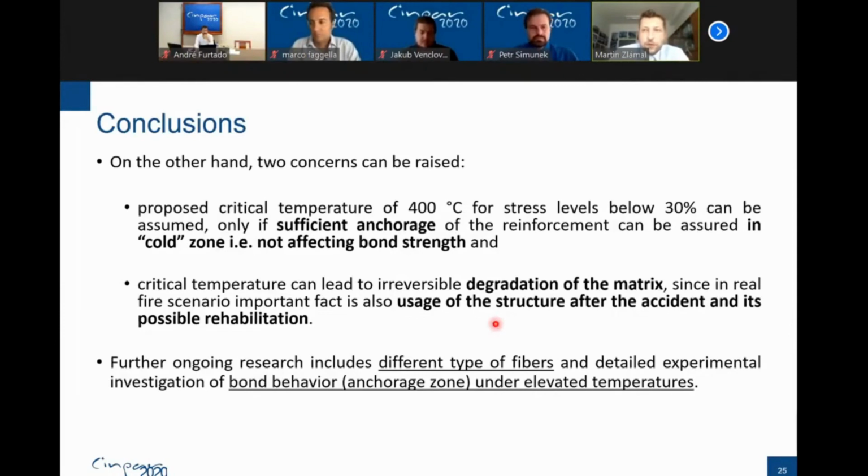We must focus not only on the behavior of the bars, but also on the behavior of different types of fibers. So in the next part of the experiment, we will continue with basalt fibers, and also we will focus on the behavior in the anchorage zone under elevated temperatures. It's the next part of the experiments, which is prepared for this summer and for the next year.